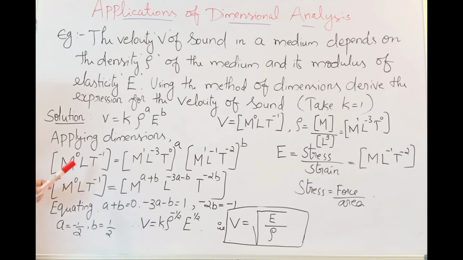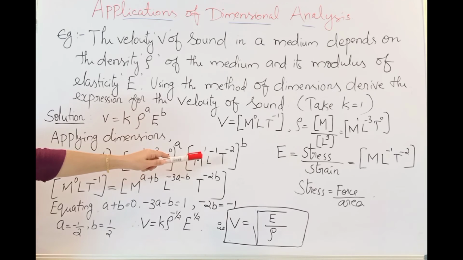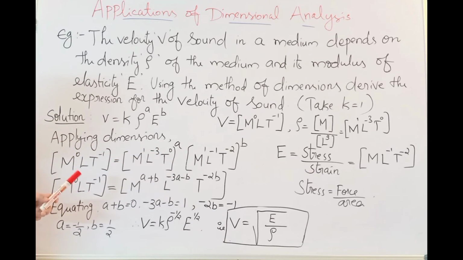V is equal to m0 L t raised to minus 1, then rho, that is m1 L raised to minus 3 t0, then E, m1 L raised to minus 1 t raised to minus 2, rho raised to a and E raised to b is here. Now we have to write the dimensions of each term together. So m raised to a plus b, L raised to minus 3a minus b, t raised to minus 2b we are getting. Now we can equate the dimensions on both sides. Therefore a plus b will be equal to 0, minus 3a minus b will be equal to 1, then minus 2b is equal to minus 1.